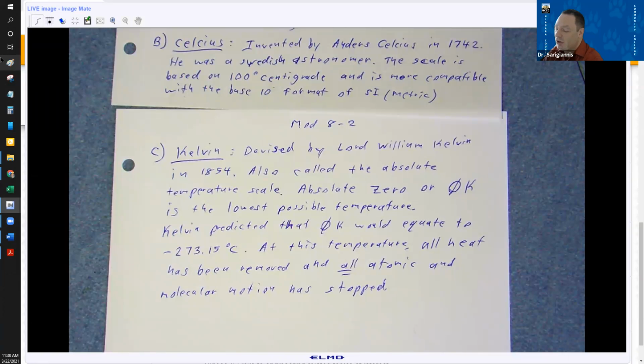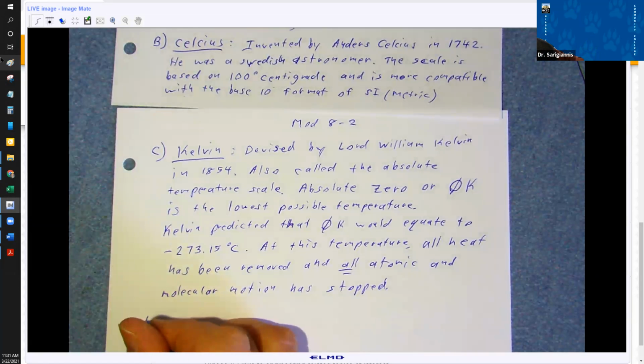At 0 degrees Celsius, well, that's based on the freezing point of water. There's still more energy that can be removed from ice, right? You can still get colder than 0 degrees C. You can still take energy away. So that's the Kelvin scale.